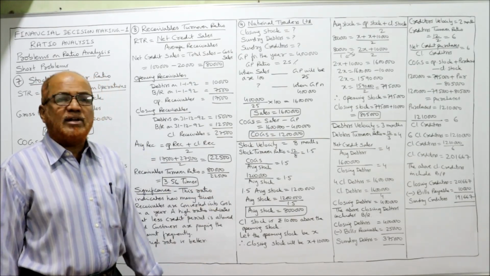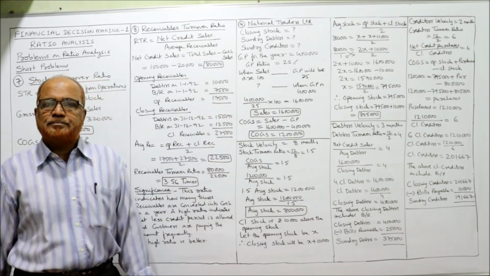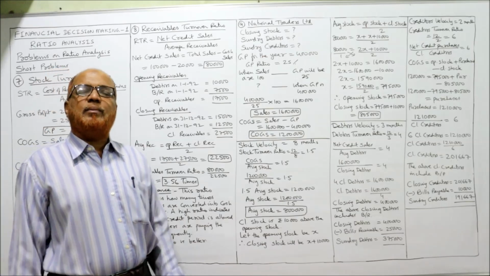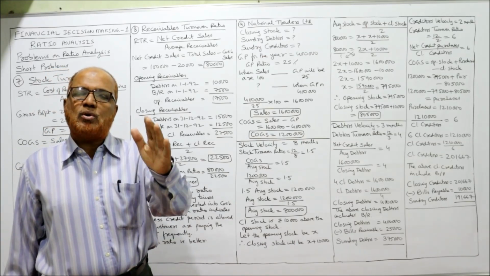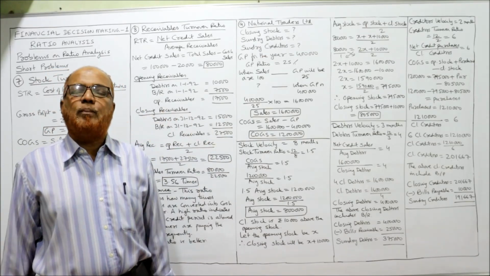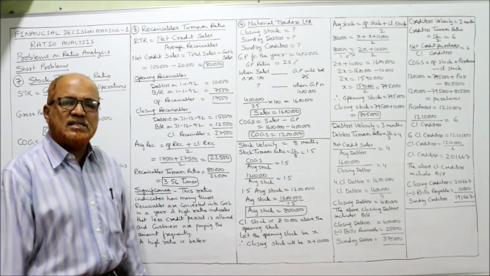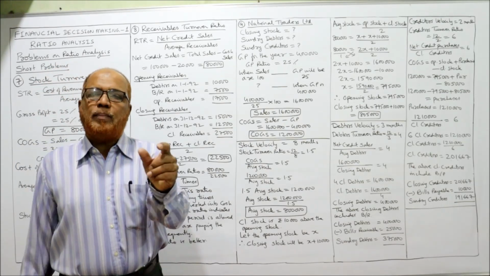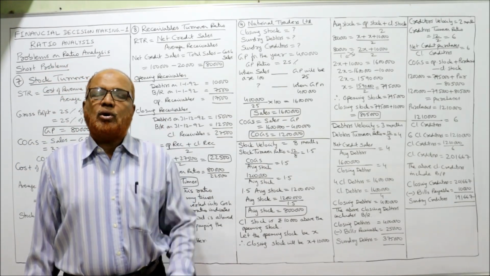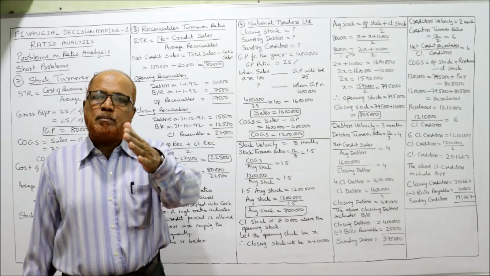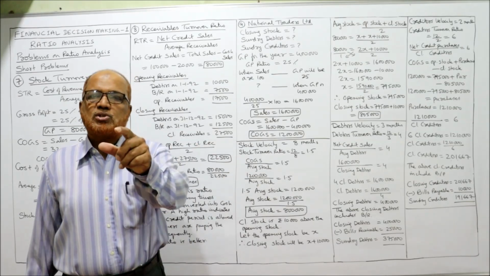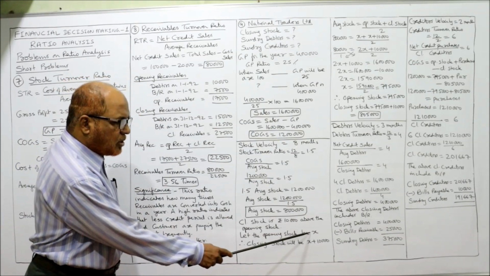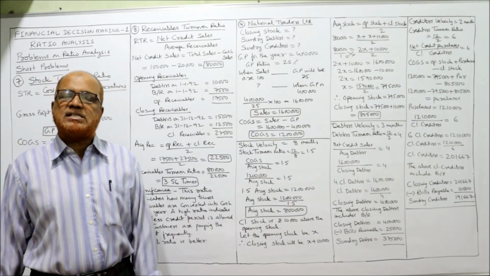But we don't require average stock. We want the closing stock. Now we got the average stock. One point is given in the problem: closing stock is 10,000 rupees more than opening stock. So let the opening stock be X. The closing stock will be X plus 10,000. The closing stock is 10,000 more than the opening stock. So opening stock X, closing stock will become X plus 10,000.